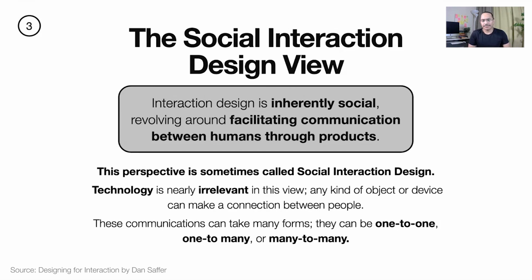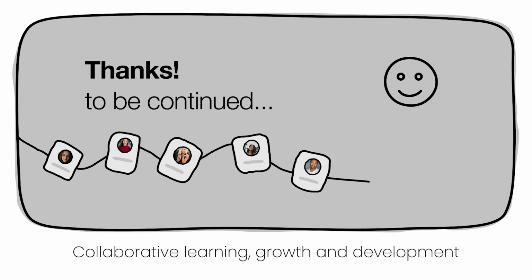This perspective is sometimes called social interaction design. Technology is nearly irrelevant in this view. Any kind of object or device can make a connection between people. These communications can take many forms. They can be one-to-one, one-to-many, many-to-one. So it's all about how people behave in society, taking those insights and using them when creating the experience design. So that is called social interaction design. Fine. So these are different viewpoints. Good to know.